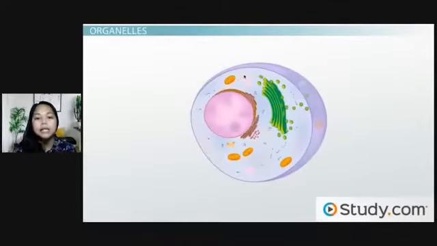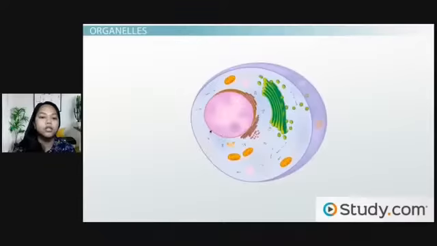Now, inside the cell, you have a gel-like substance that holds the rest of the organelles inside. And you call that gel-like substance the cytoplasm. Okay, cytoplasm of the cell. That's the gel-like substance inside the cell that holds the rest of your organelles. Now, yung pinakang unang-unang organelle dito that we are going to discuss would be your nucleus.